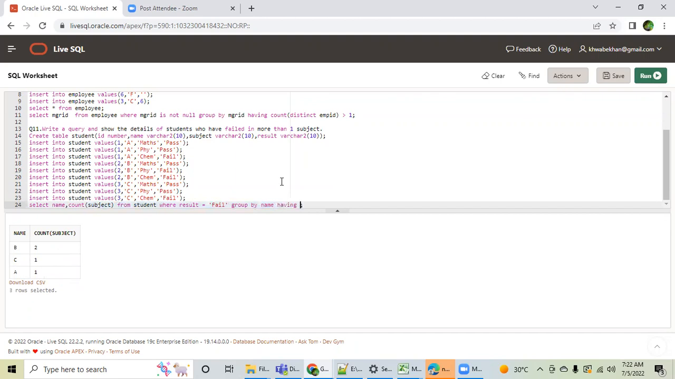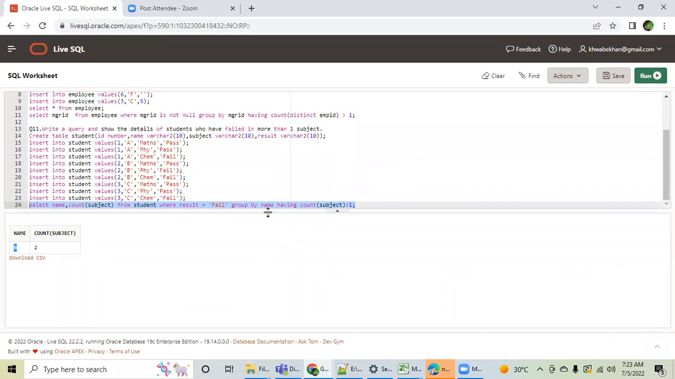Tell me the filter condition: HAVING COUNT(subject) greater than one. Count of subject greater than 1. So the answer is B. Is this the correct answer? Yes. Okay.